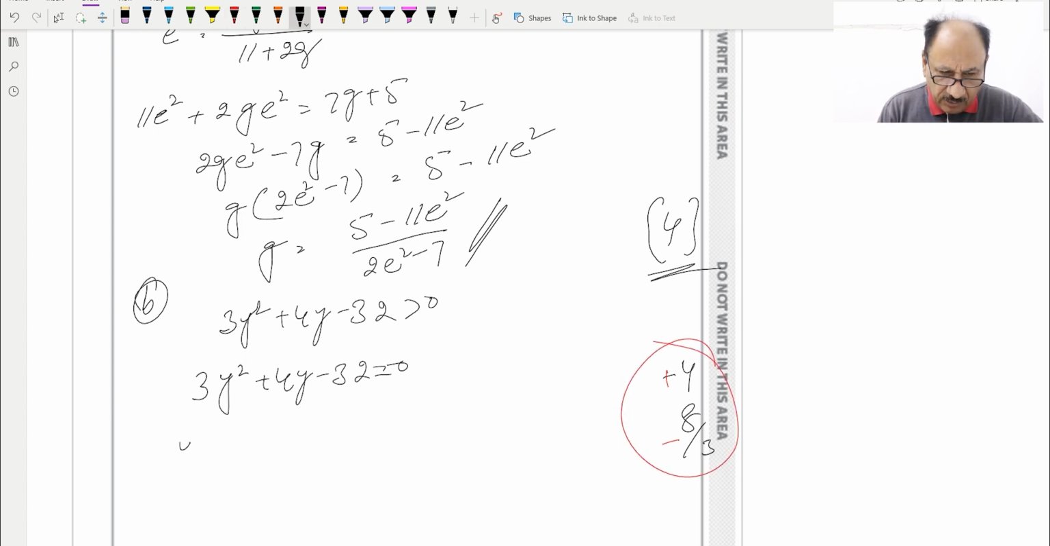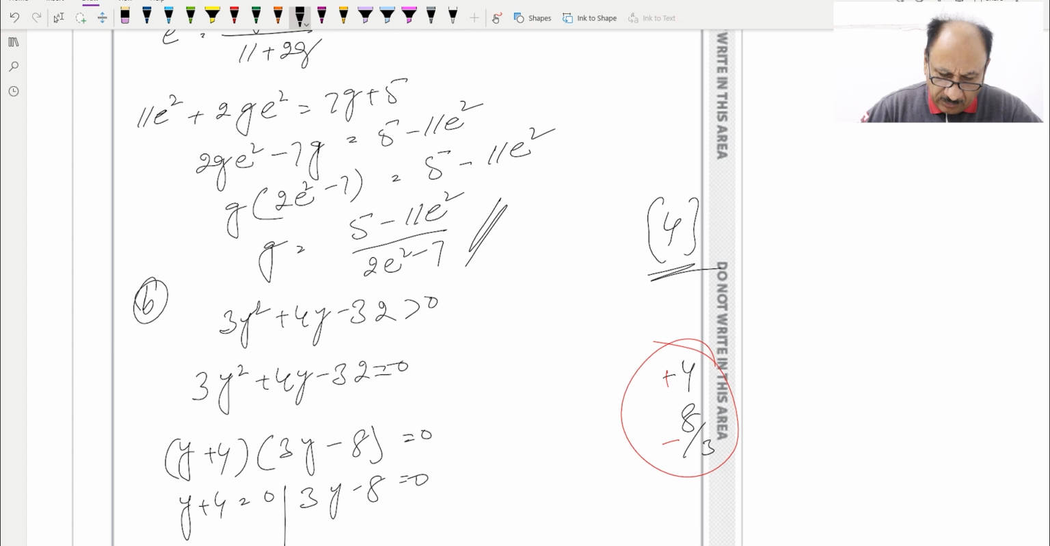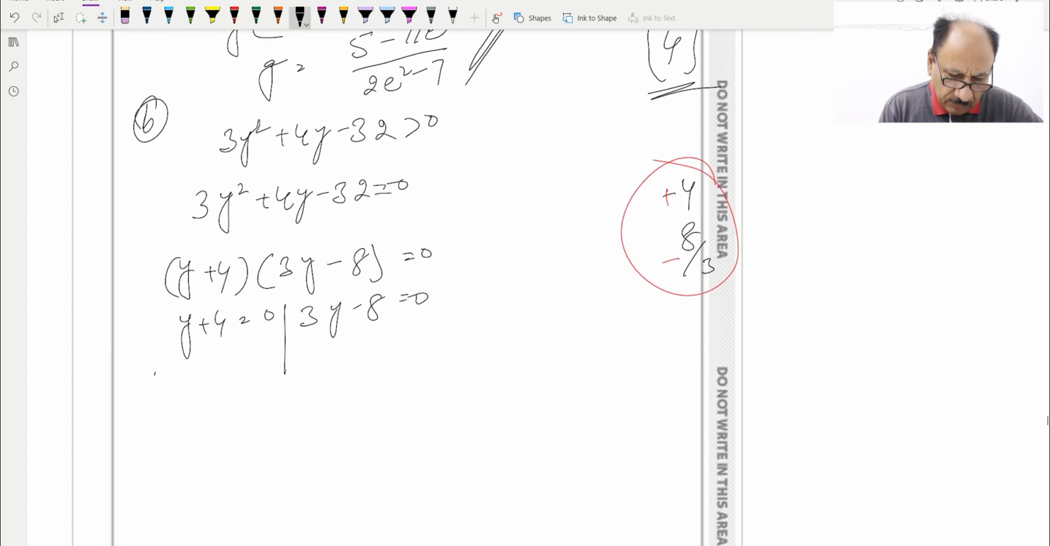We can write (y + 4)(3y - 8) = 0, and further we can write y + 4 = 0 or 3y - 8 = 0, and if we simplify this, y = -4 and y = 8/3. So we got these two solutions.